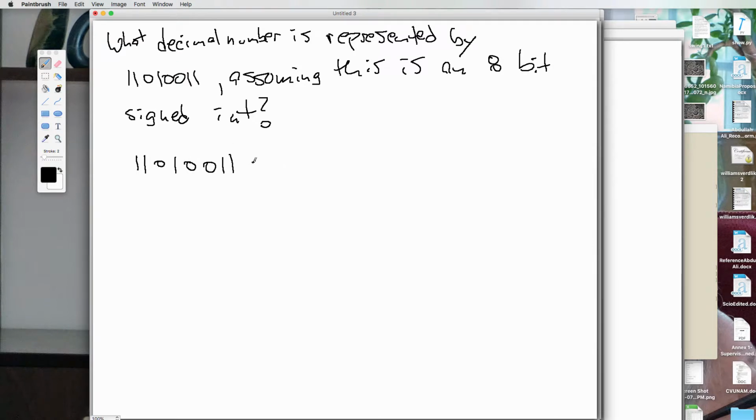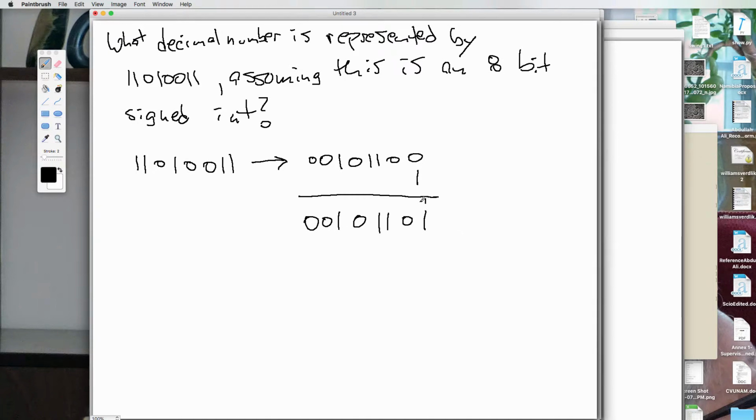So the first thing I'm going to do is look at 11010011, and invert all of the bits, and that gives me 0, 0, 1, 0, 1, 1, 0, 0. And then I'm going to add a 1 to it. And that gives me 1, 0, 1, 1, 0, 1, 0, 0.